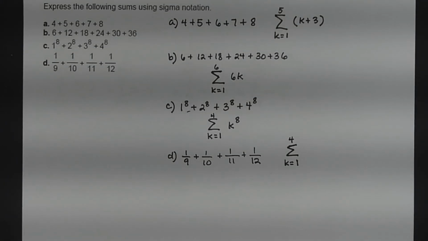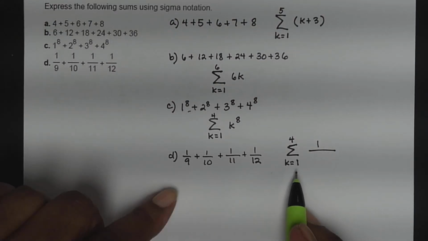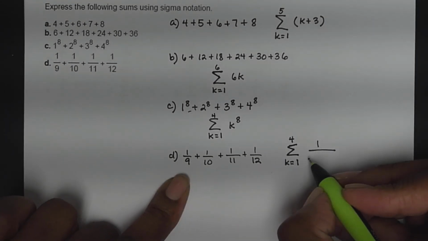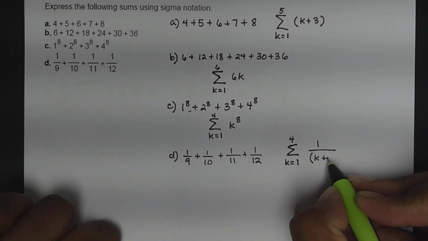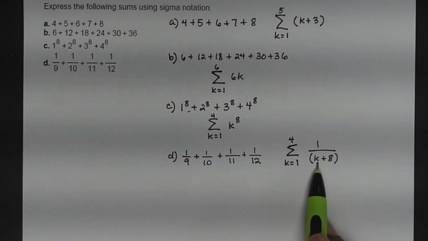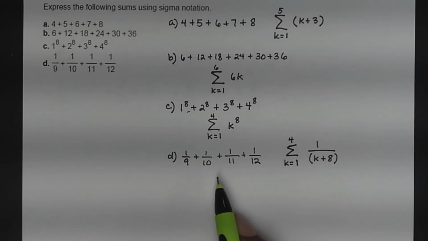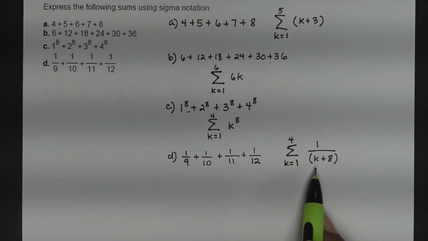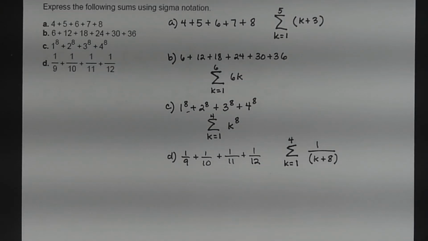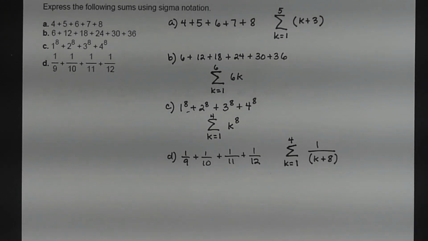And let's think about this for a moment. The 1 in the numerator is staying the same, so I know I have 1 over something. If I'm starting with 1, 1 plus what number will give me 9? It has to be 8. So that denominator will have to be k plus 8. And it does make sense, because if k is 1, then 1 plus 8 would be 9. If k is 2, 2 plus 8 would be 10. For 3, 3 plus 8 is 11. And for 4, 4 plus 8 would be 12 in the denominator. Okay, so that's how we express the following sums using sigma notation.